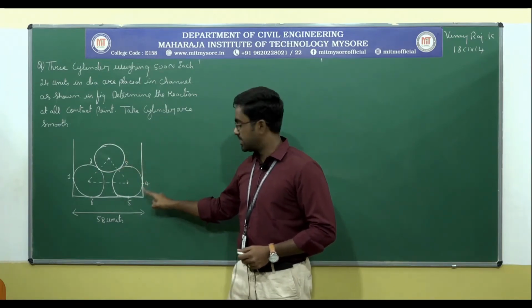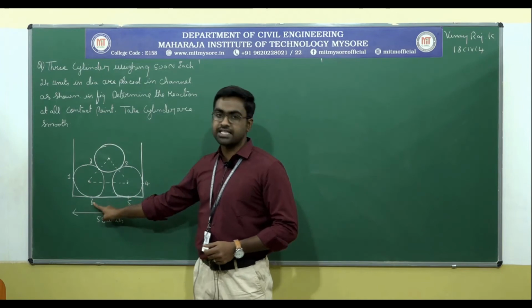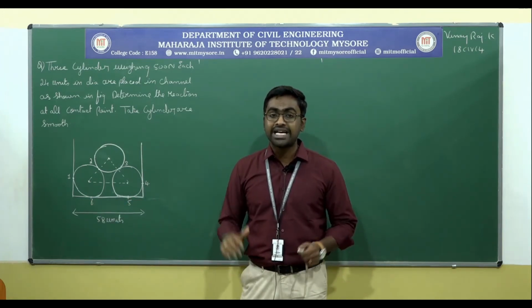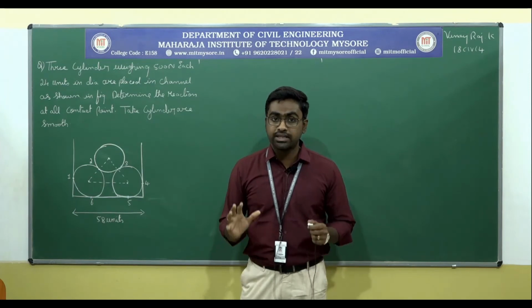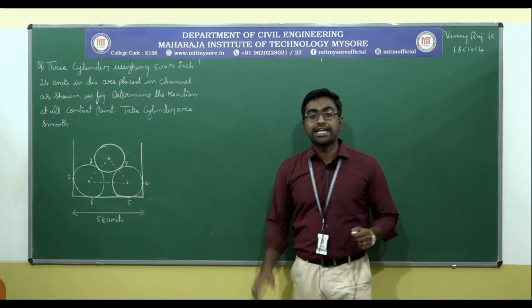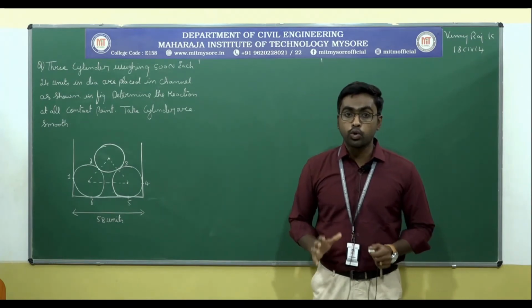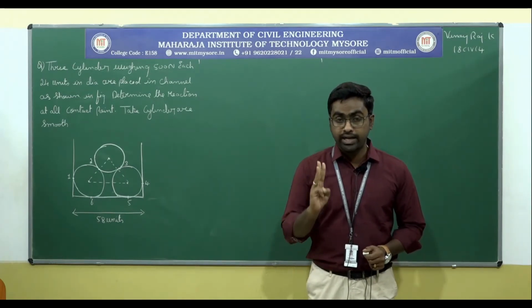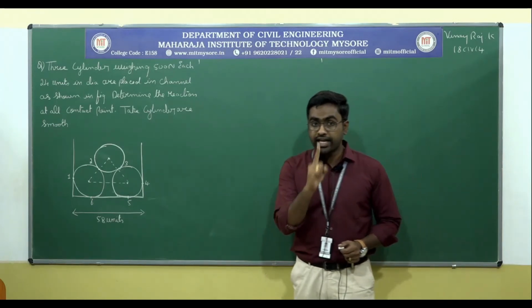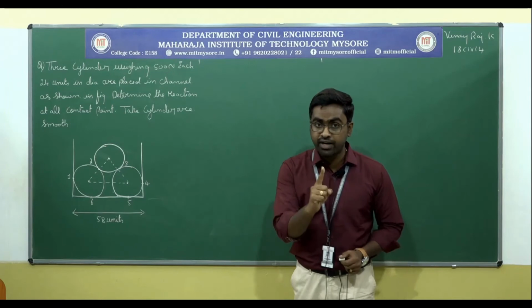This is the fourth one. This is fifth. This is sixth. That means in this particular problem I need to calculate 6 unknowns, that is 6 reactions. So in order to calculate 6 unknowns, I want to draw 3 free body diagrams. For each cylinder you can draw one free body diagram.